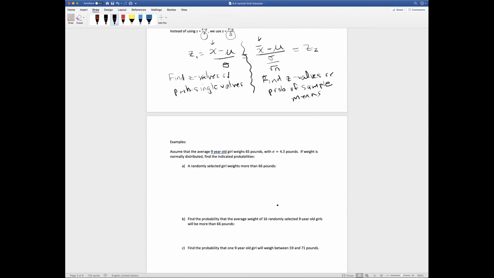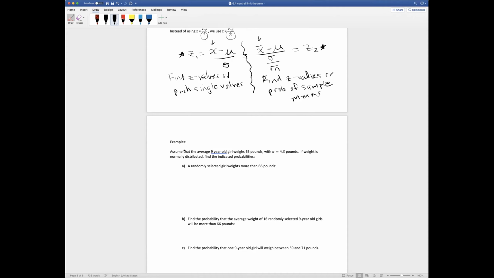And again, these are the formulas I really want to make sure that you refer back to. We'll call them Z1 and Z2. Z1 is the formula we use if we're looking for a probability or an indicated Z value of an individual value. And Z2 is the formula we're going to use for finding the probability or the Z value of a sample mean. Okay, so let's take a look at 2 examples.